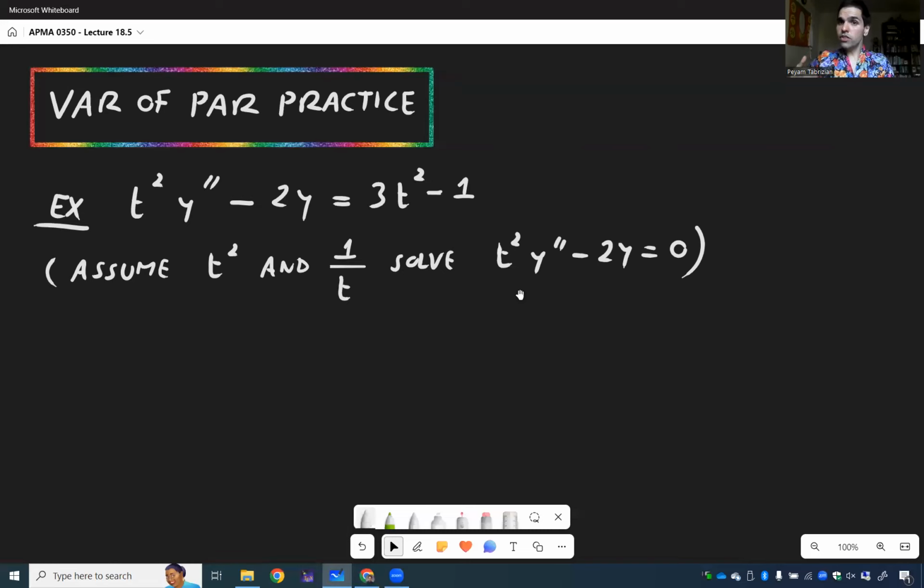That will be given to you, but if you're curious, you can assume the solution is a power of t and find the powers to be 2 and minus 1, to get t squared and 1 over t. But again, beyond the scope of this course. And in order to apply var of par, remember the stuff students lose lots of points on, which is to put this in standard form.